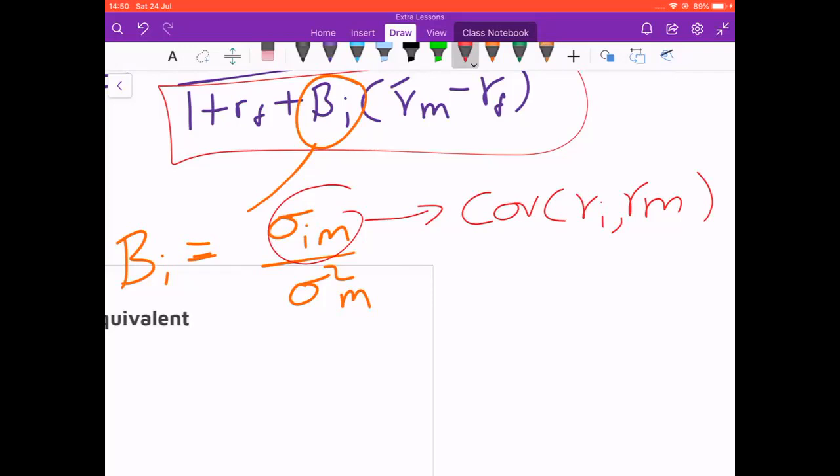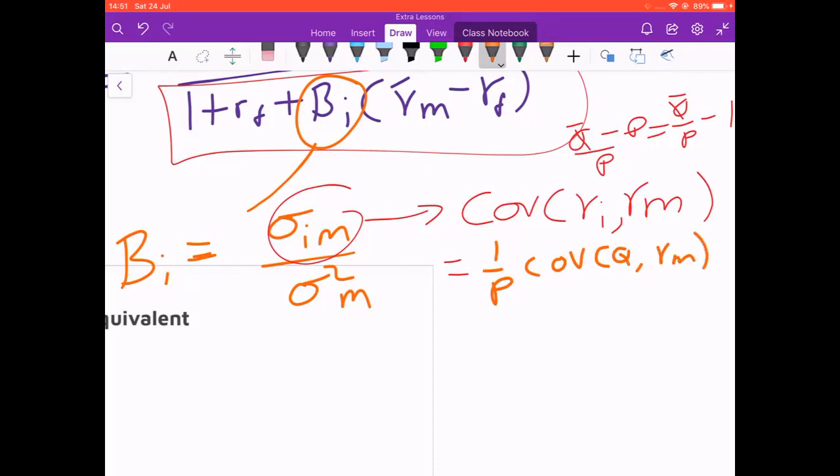So Ri, right? You already know what Ri is. Ri is going to be your payout minus price over P. So you can basically just write it as Q over P minus 1. So okay, basically you're gonna have 1 over P covariance of Q and the market.